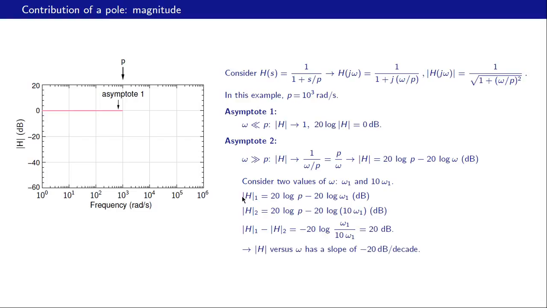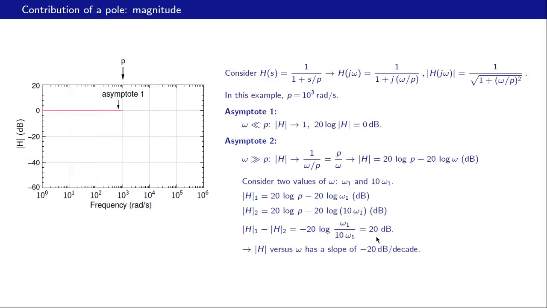Now if we take the difference between these two, we get h1 minus h2 as minus 20 log of omega 1 divided by 10 omega 1. This term cancels. What is omega 1 by 10 omega 1? It is 1 over 10, and log of that is minus 1. So minus 1 times minus 20 is plus 20. So that is 20 dB. So what it means is h for omega 1 is going to be higher than h for omega 2 by 20 dB.